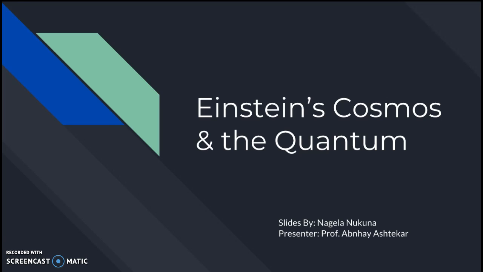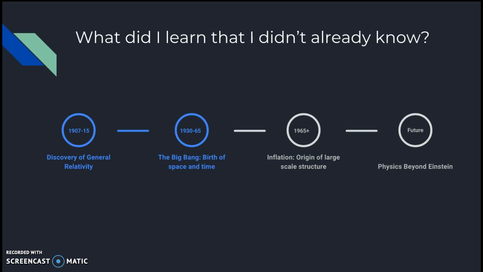I attended the public lecture about Einstein's cosmos and the quantum, and the presenter here was Professor Abhay Ashtekar. Moving into what I learned, it was divided into four sections, and I did it as a chronological timeline: from 1907 to about 1915, then from around 1930 to 1965, then 1965 forward, and finally the future state. First, we looked at the discovery of general relativity.